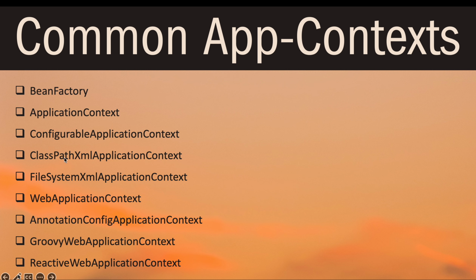Then you have the class path XML application context. You use this when you are loading configurations in older versions of Spring, when we were still depending on XML configurations. If you put your XML configurations in the class path inside the resources folder, then you can use the class path XML application context. But if those configurations are somewhere on your computer or online, you can use the file system XML application context to load those for you.